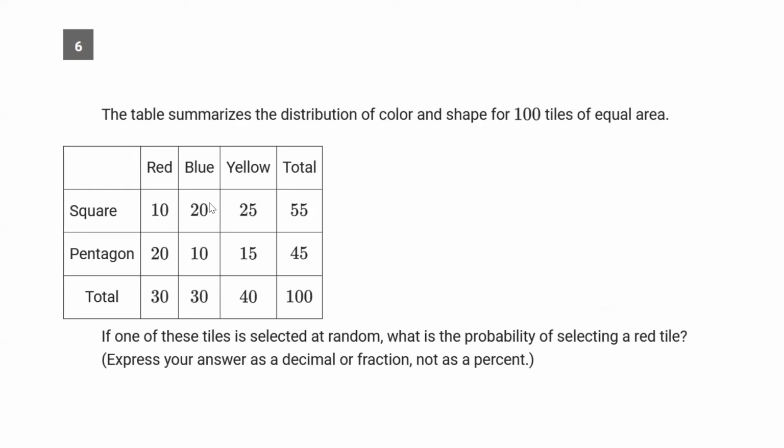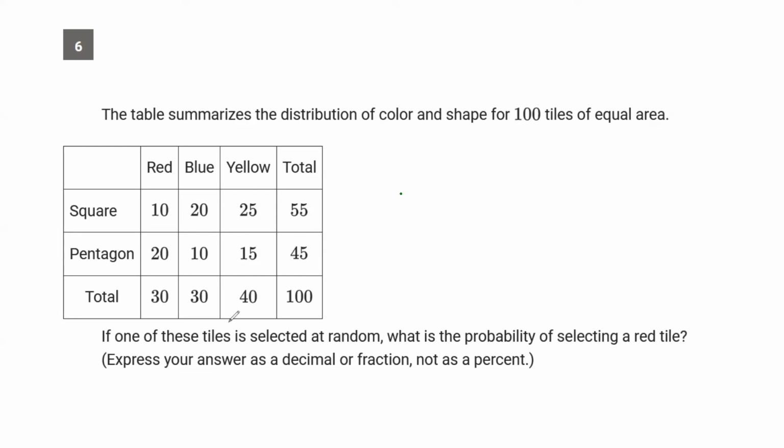The table summarizes the distribution of color and shape for 100 tiles of equal area. If one of these tiles is selected at random, what is the probability of selecting a red tile? Okay, so they don't tell us the shape of the tiles, right?